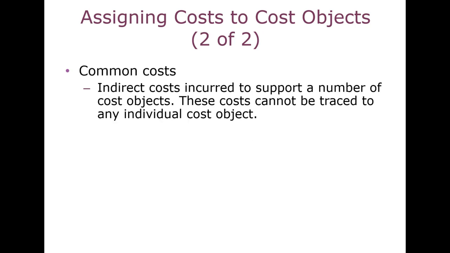A third area, and we will not discuss this very much in this chapter or in the course, but common cost, and these are indirect costs incurred to support a number of cost objects. These costs cannot be traced to any individual cost object. What this means is that, for example, you have a company that has several divisions, and the company as a whole might spend money that benefits all of the divisions. So these are common among all the divisions.